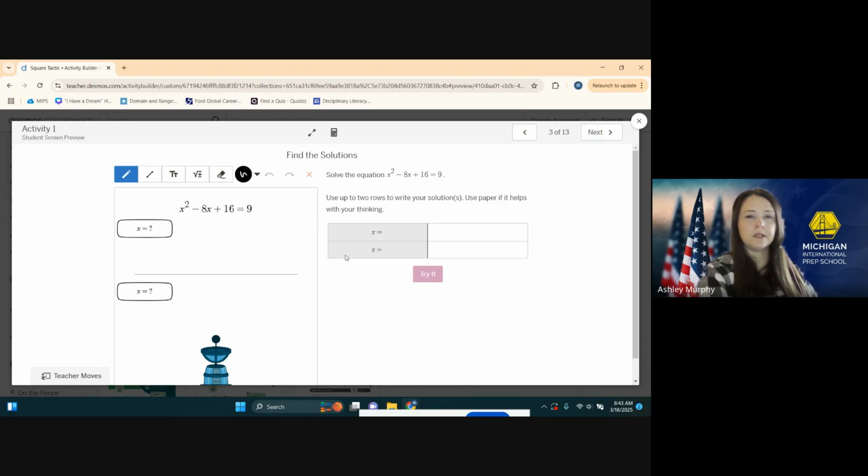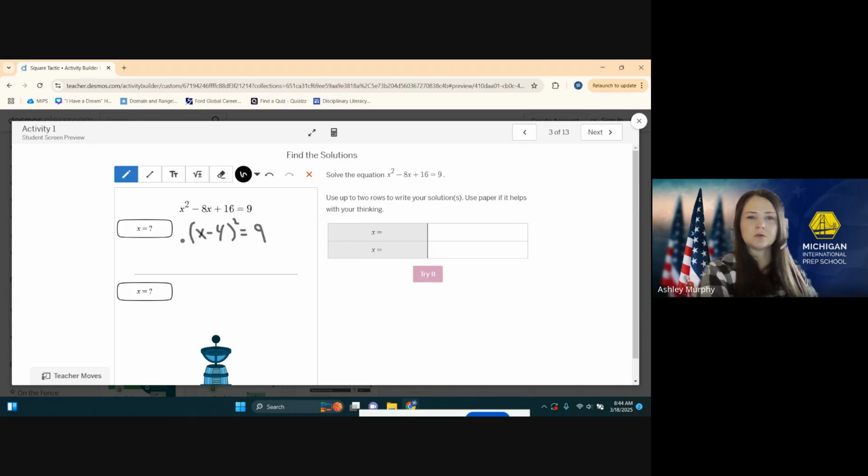Well, there should be 2 answers because we have a power of 2. So I'm going to start by trying to factor. I know this equals 9. I could factor this like this. 4 times 4 is 16. 4 plus 4 is 8. Once I put it in factored form, I have those parentheses like I was mentioning on that last page.